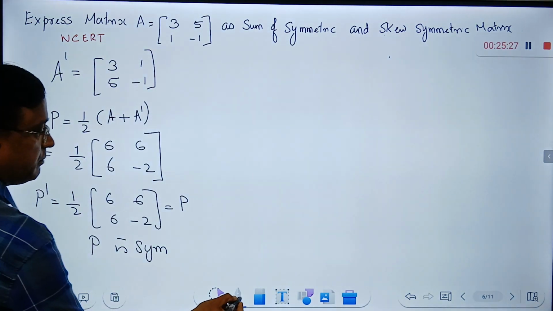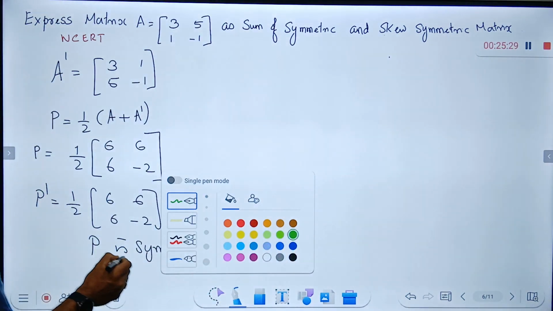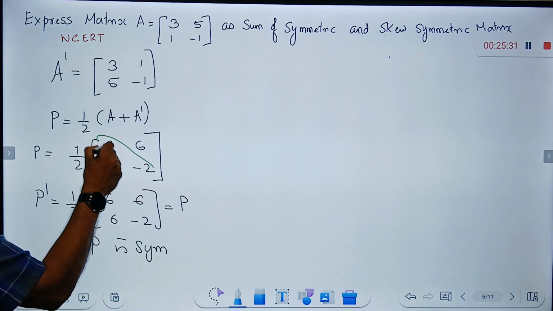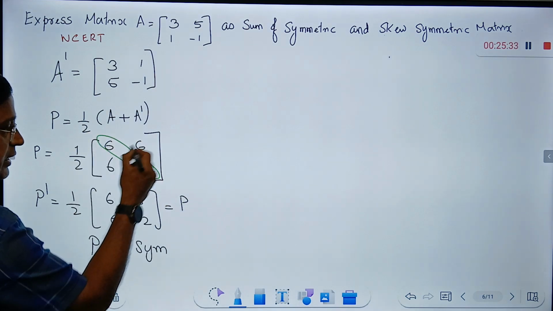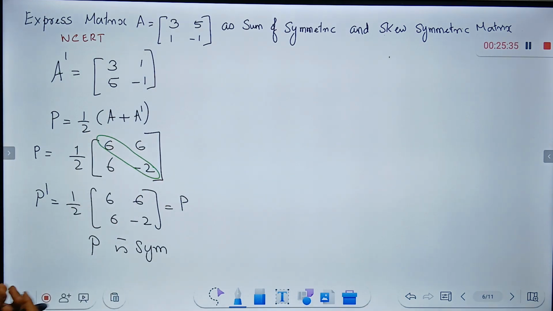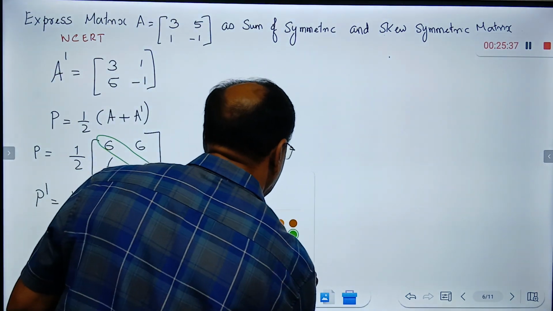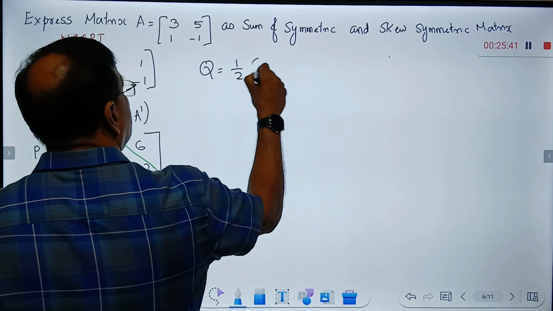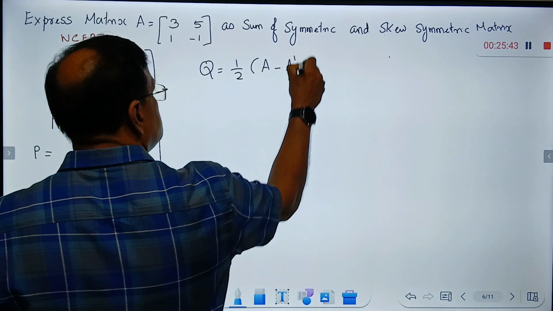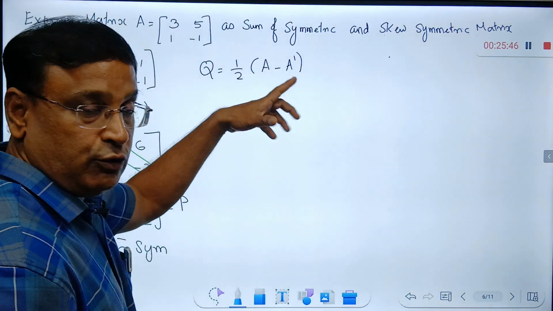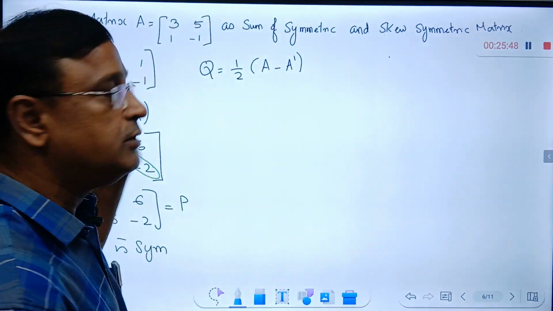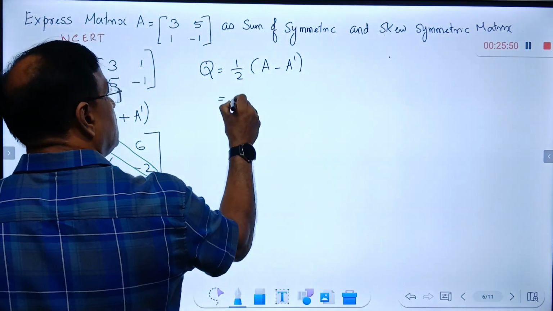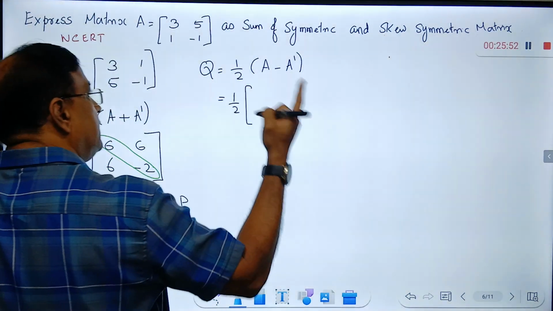And let us examine that interesting property. Look at the diagonal. It acts like a mirror. Can you see these two elements are equal? Beautiful, isn't it? Next one. What is Q? Q equals half of A minus A transpose. I am able to take this and you are able to understand because of the derivation. That's why I feel the derivation is very important as far as understanding is concerned.